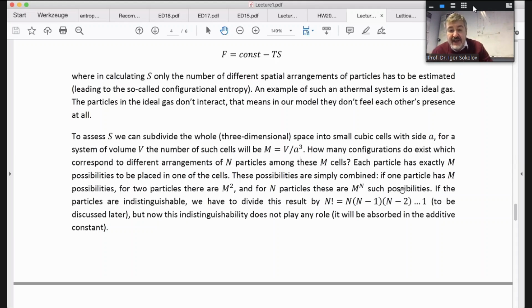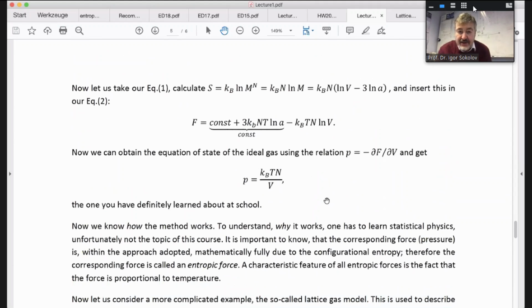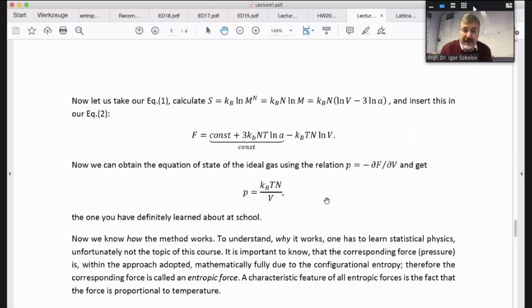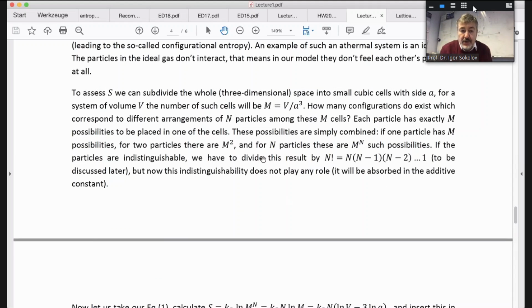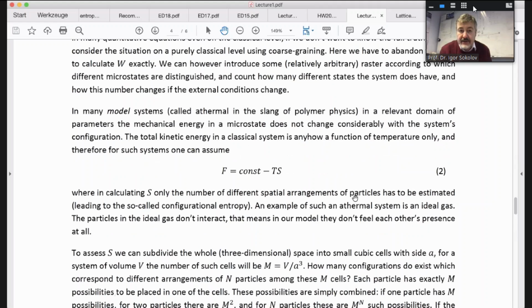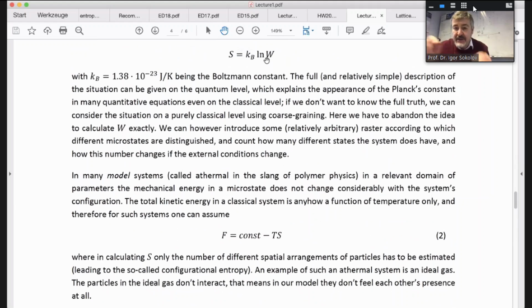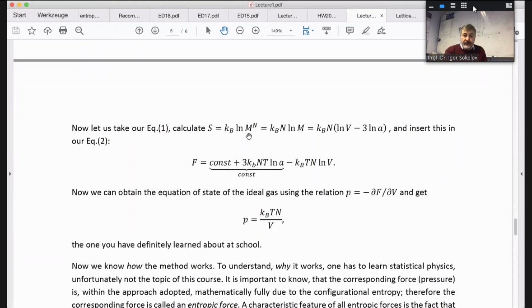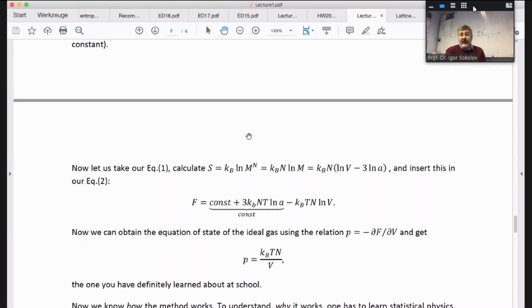Now, if the objects are indistinguishable, it's slightly different. It's written here, but we will consider this just a couple of minutes later. So now my W is m to the power of n. This W is the number of possibilities to place the objects, the molecules, and in my case it's m to the power of n. And now I take the Boltzmann formula and calculate the entropy.